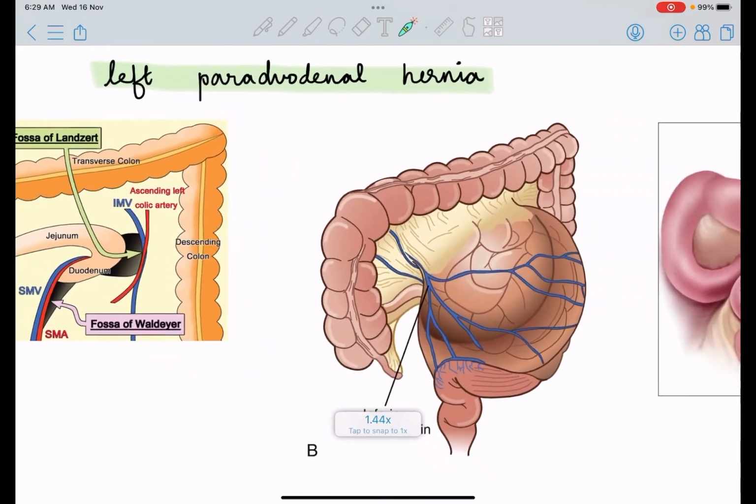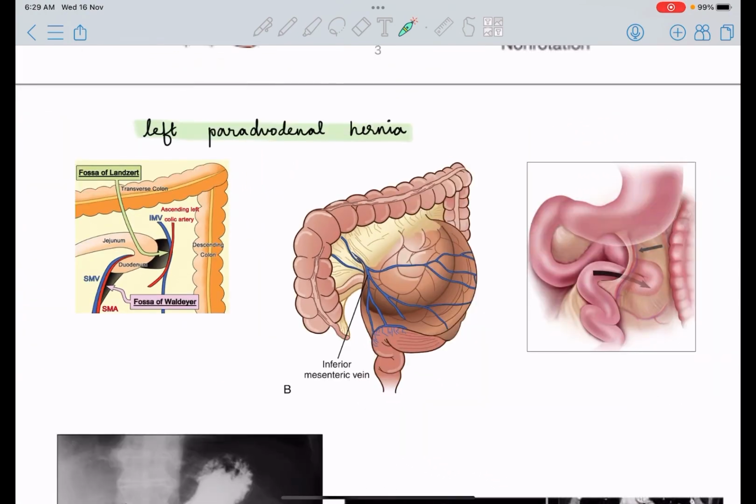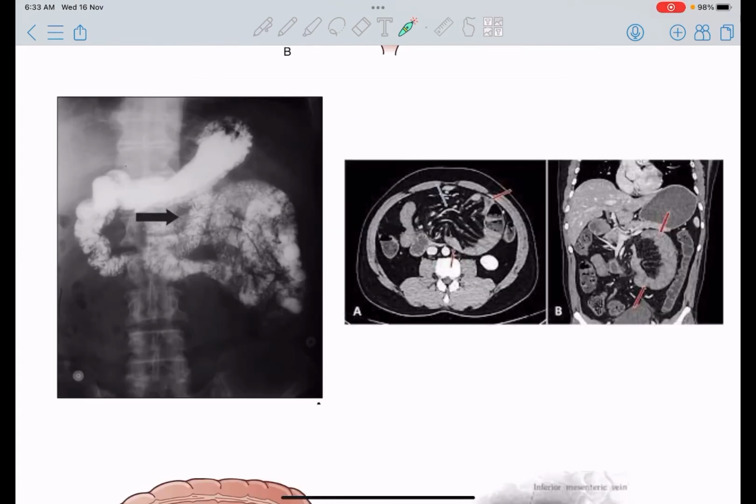Now let us take a look at how this hernia appears. This hernia appears like this. This is the hernia sac, and at the neck of the hernia is the inferior mesenteric vein. The bowel goes across the fossa of Landzert into the retroperitoneal area as we can see in this diagram, and at the neck of the hernia is the inferior mesenteric vein and the ascending left colic artery. Just like right paraduodenal hernia, the left paraduodenal hernia also presents with symptoms of bowel obstruction.